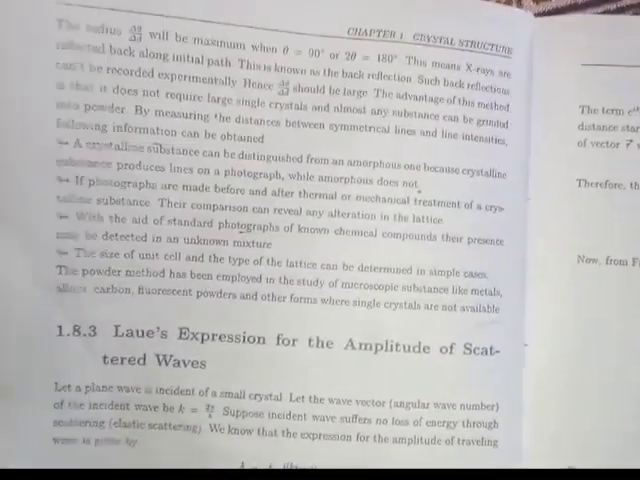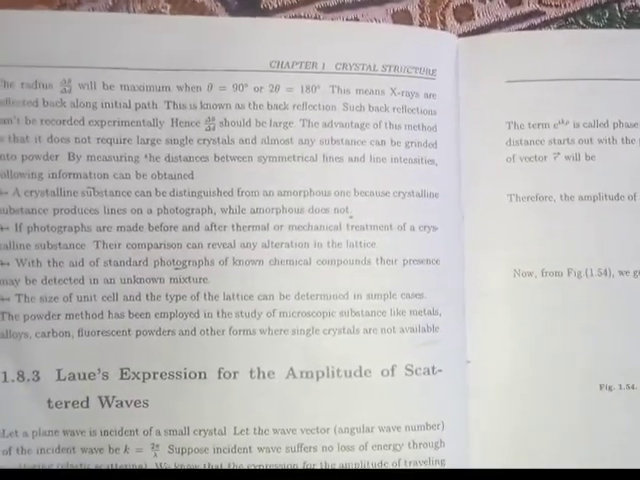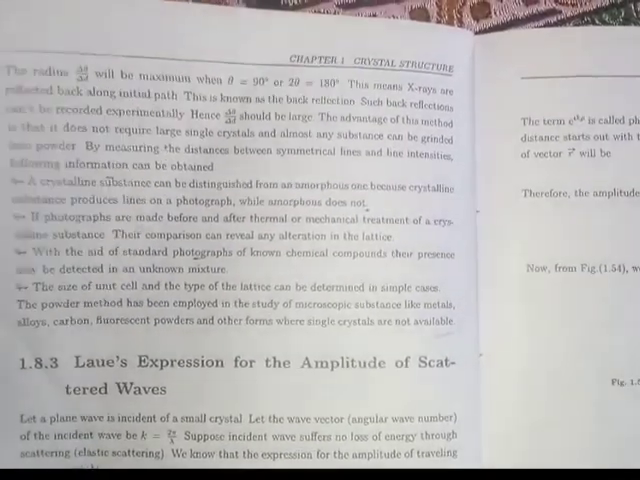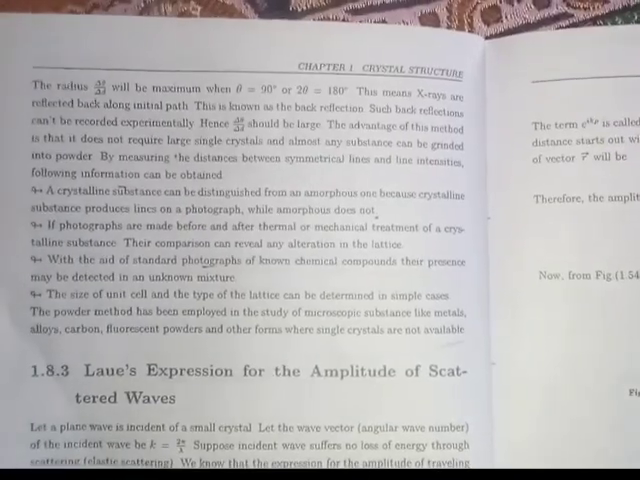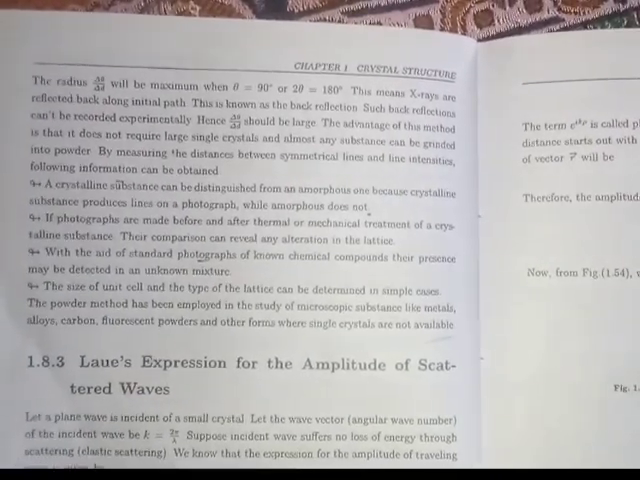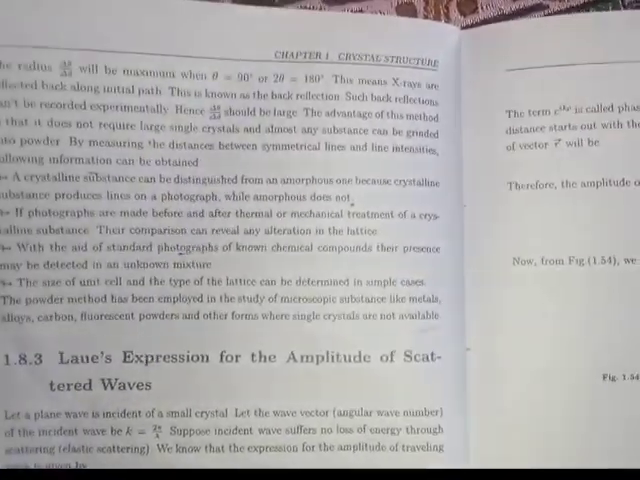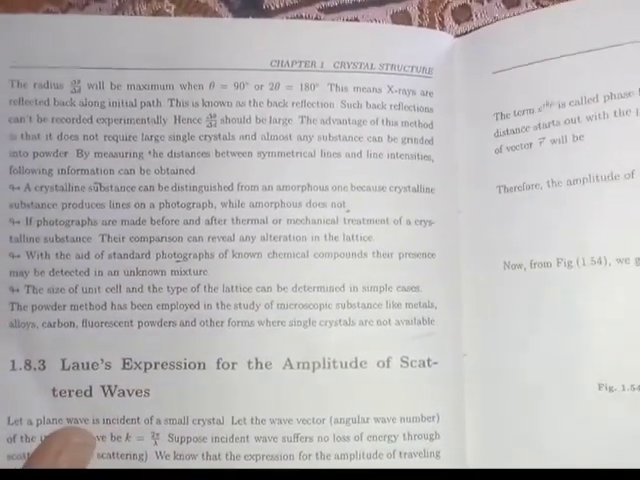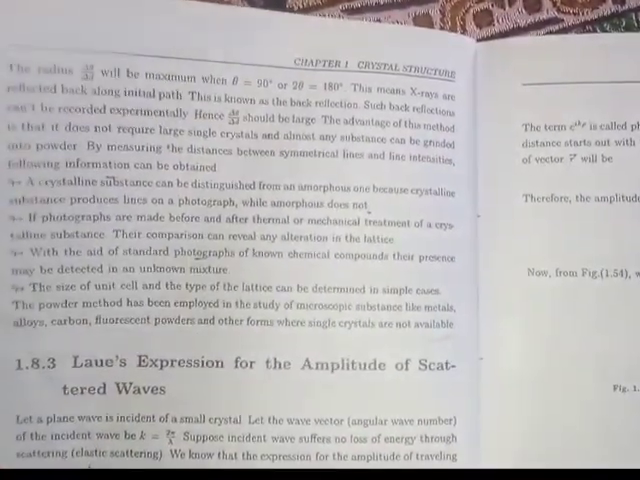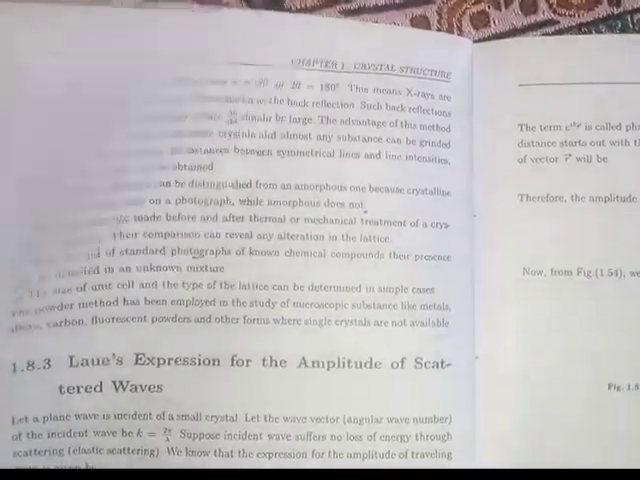The ratio del theta over del d will be maximum when theta is equal to 90 degree or 2 theta is equal to 180 degree. This means X-rays are reflected back along initial path. This is known as back reflection. Such back reflections cannot be recorded experimentally. Hence, del theta over del d should be large.